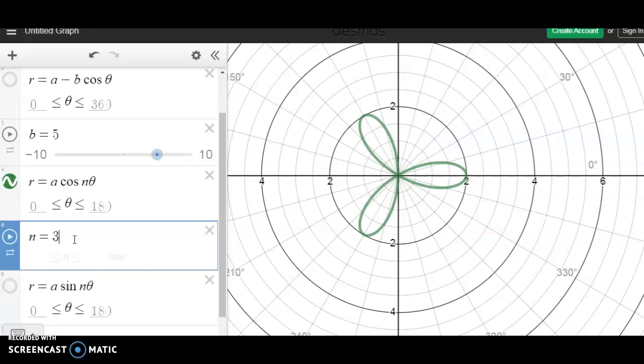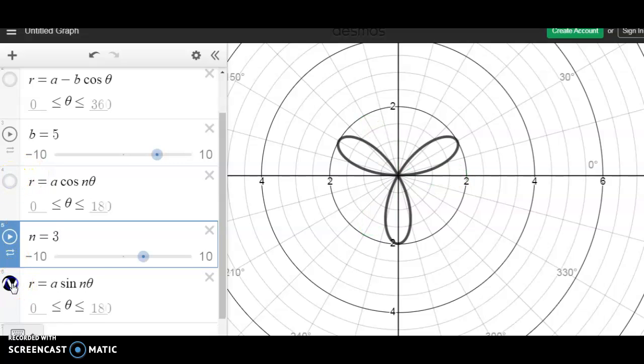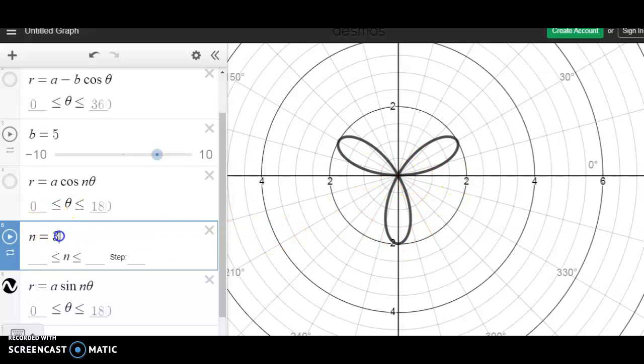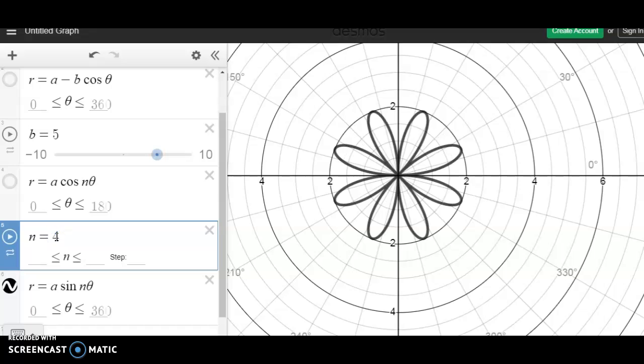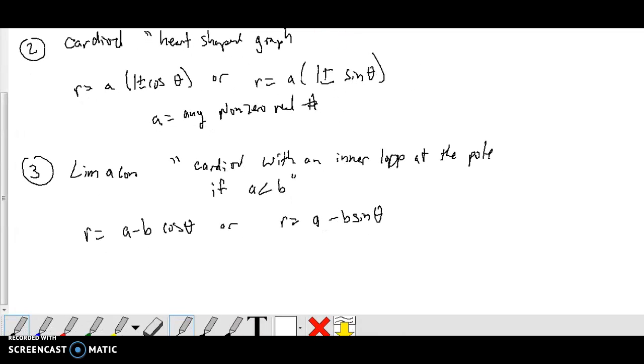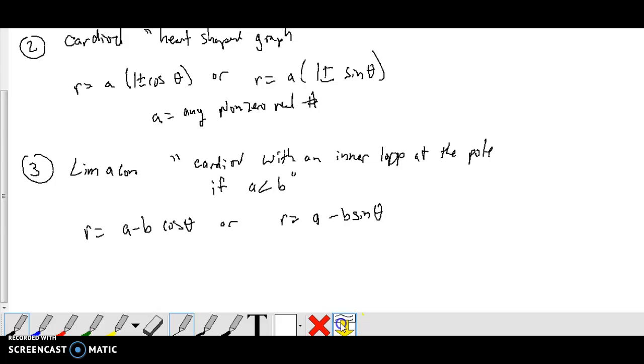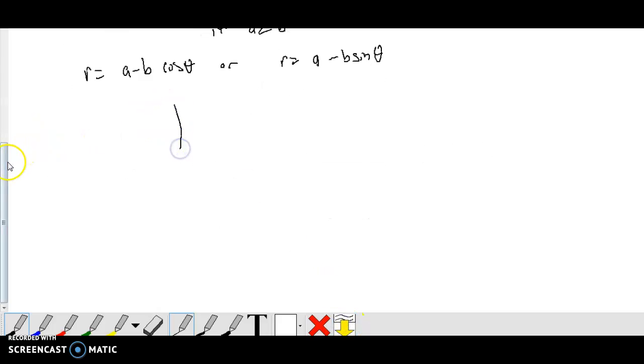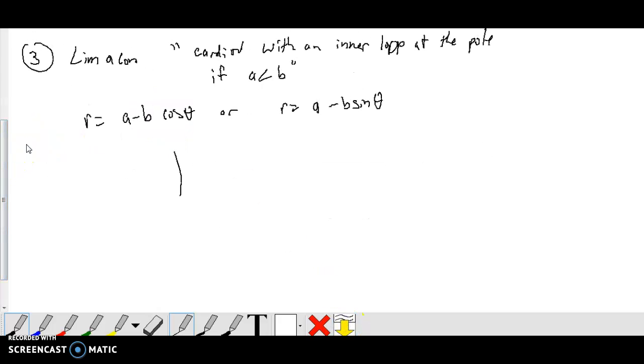So anytime you have an odd number, that actually tells you how many leaves you're going to have. And it doesn't matter if it's cosine or sine. As long as your n value is odd, then you'll have the odd number of leaves. If it's even, then you'll have double leaves. So come back over here. Let's add that one. Let me erase this part right here.